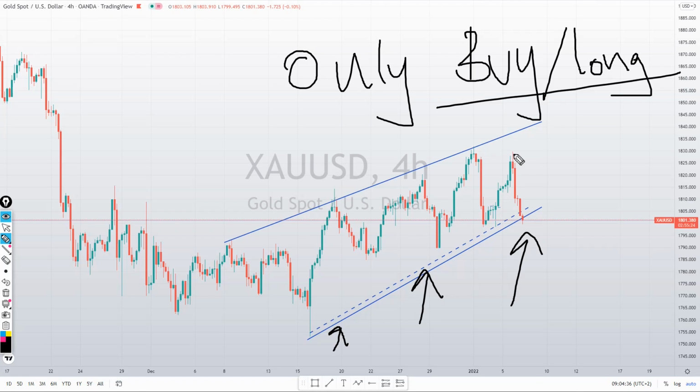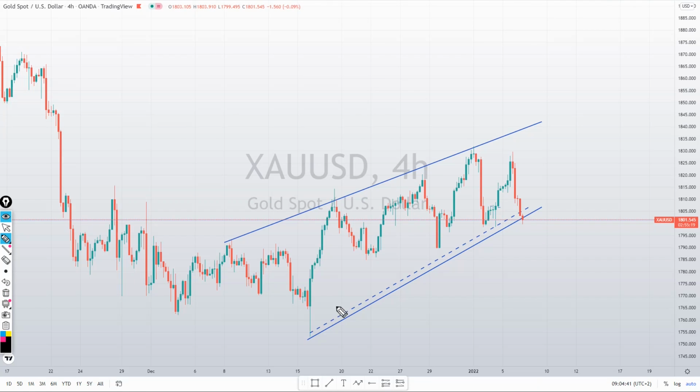We know that the market did sell from here, but to have very few losses every time the market goes lower like this, we're supposed to buy.